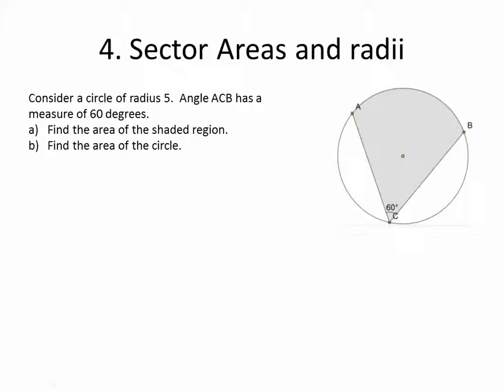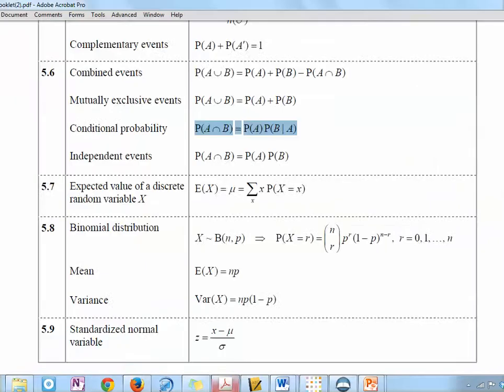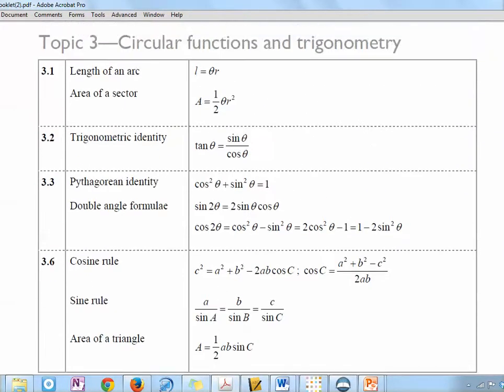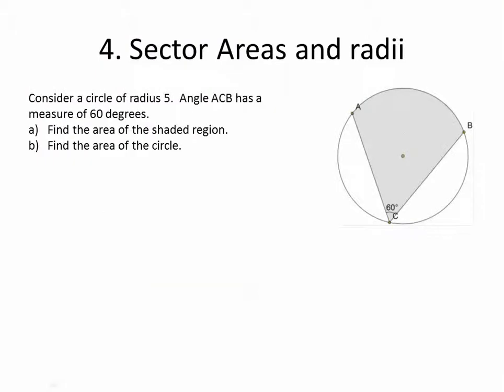Something that I want to remind you with respect to sector areas and radii. A lot of people find the area of the shaded region, just say, oh, I got an equation for that, Mr. Bauer. They go to their equation booklet and they go, where is it? Where's my equation? Oh, there it is. Area of a sector. Area equals 1/2 theta r squared. And so they do that and they go 1/2 and then they go 60 r squared.